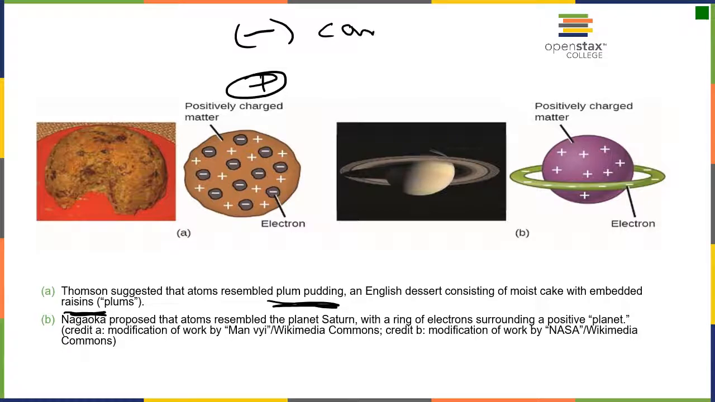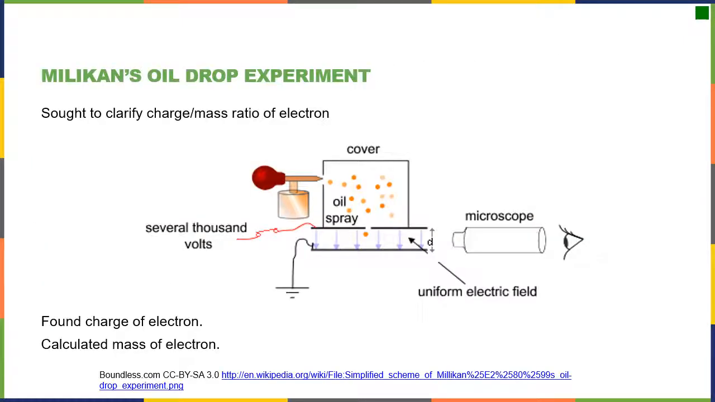So these came out, and the positive stuff was left behind, and he called it the plum pudding model. Now, we would probably call it the chocolate chip cookie model because we took the chocolate chips out of our chocolate chip cookie. All right, so after that, it went on to the work of Millikan.